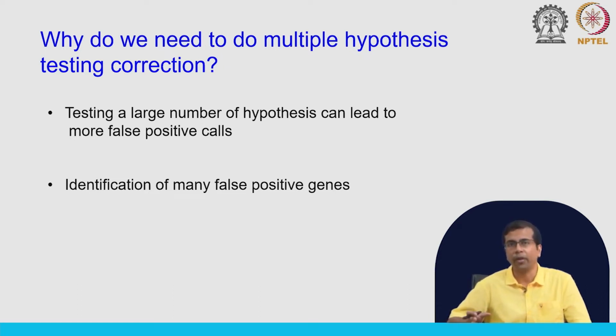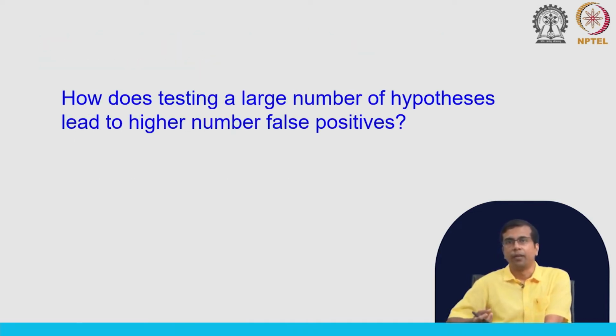So, we want to avoid these false positive genes or false positive calls, and this is true for many situations where you are doing this kind of multiple hypothesis testing. The question now is, how does testing a large number of hypotheses lead to a higher number of false positives? I just mentioned that if you test a large number of hypotheses, you will get more false positives. So, the question is why, and how does this happen?